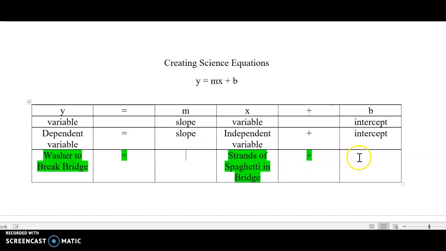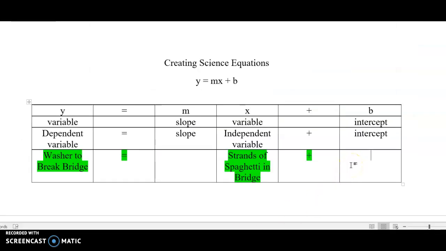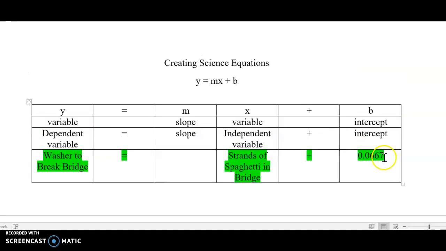This is one of the ways that the science equation is separated from the math equation. The other way that the science equation is different from the math equation is when we go to write in the numerical values for the slope and the intercept, we must include units. So if we look at the intercept, which in my case is 0.0667, so I'm going to come right here and say 0.0667, I have to include a unit for that number. The intercept is the value of the dependent variable when the independent variable equals 0. So that means that it is going to be the same as the unit of our dependent variable. In this case, that would be washers.